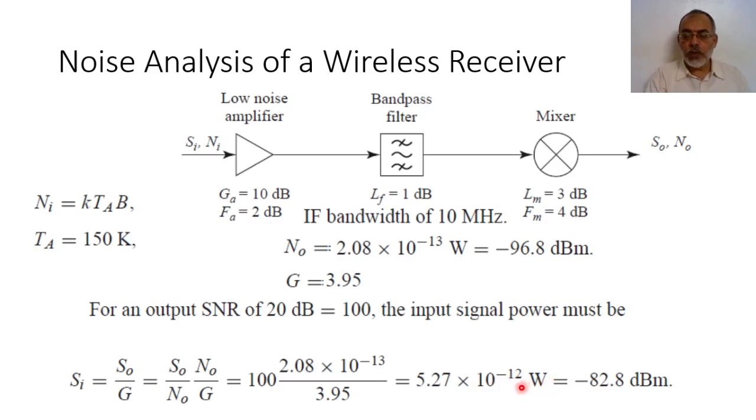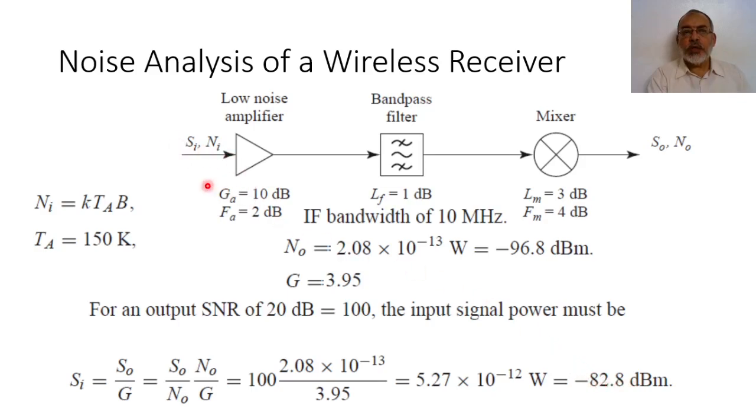In terms of dBm, we divide this value by 10 to the power minus 3 and take 10 log of this value. So the required input signal in dBm is minus 82.8 dBm. This is the required signal such that the output signal to noise ratio would be 100, or in terms of dB, 20 dB. This is the signal in dBm.